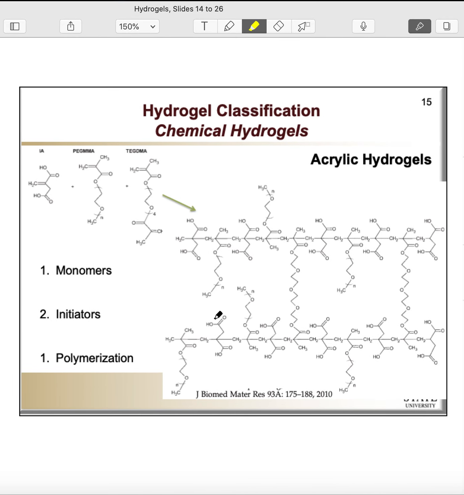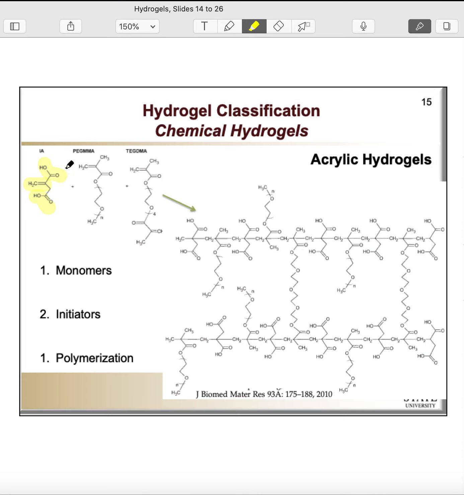First example of a chemical hydrogel. This is an example that I had shown you before. It's actually from my postdoctoral work, and this is basically the preparation of a hydrogel that utilizes itaconic acid, which is basically a small monomer that has the vinyl group that we need to polymerize, but it also has two carboxylic acids that enable us to make a hydrogel that is pH responsive.